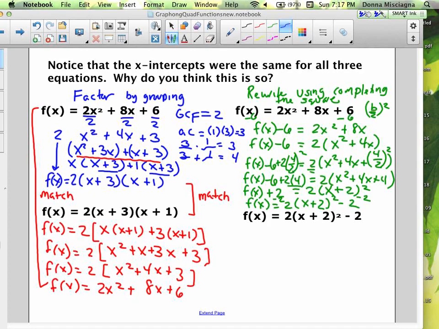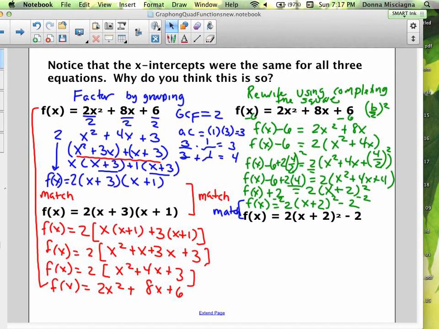And that's because these two match. Look at that. It's the exact same equation in vertex form. So when we rewrite using completing the square, we turn it into vertex form. What would happen if we were to expand that square, distribute the 2, and add the like terms together?